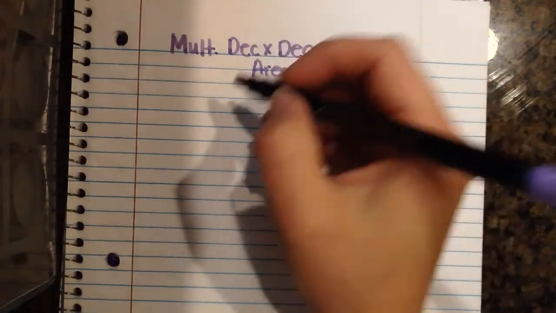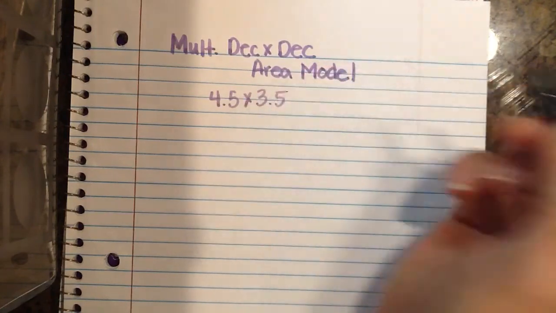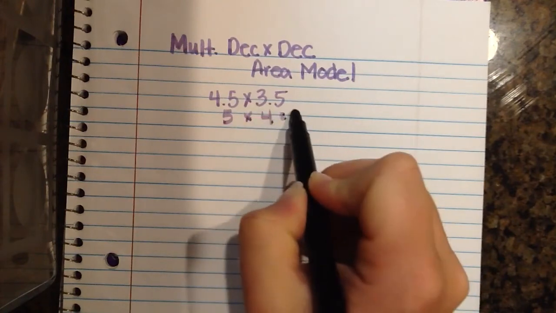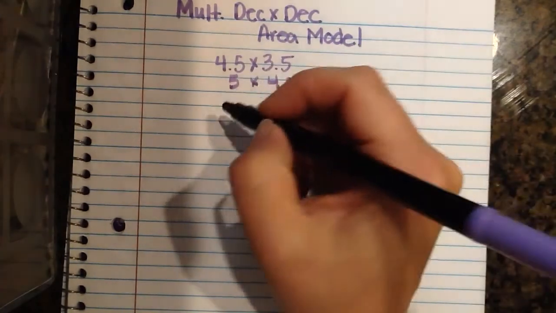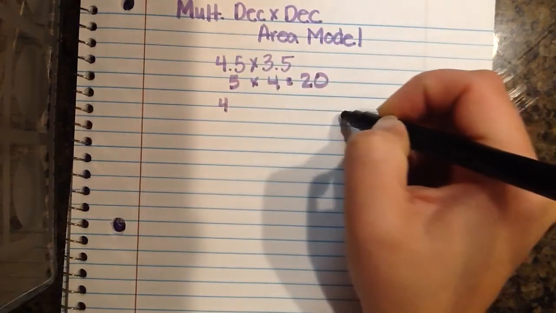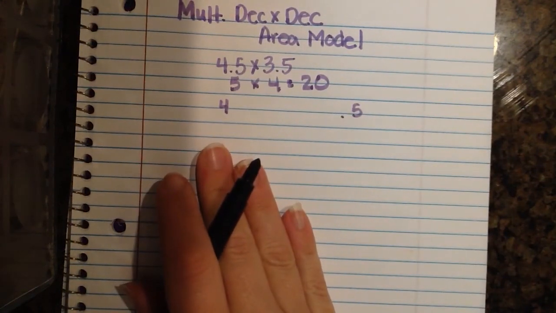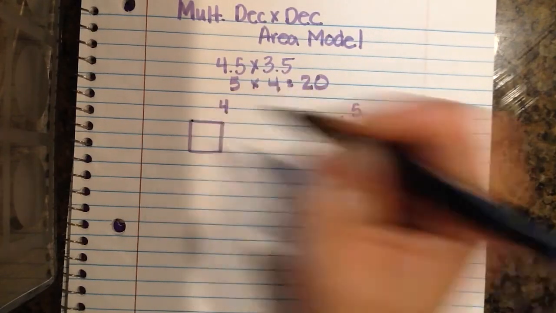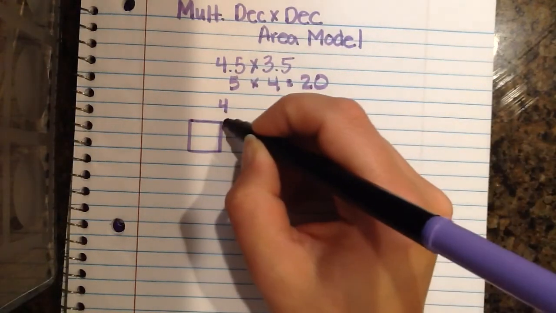So I'm going to write my problem. If I round up in both of them, my answer is going to be somewhere around 20, but I know that 20 is too large. So I'm going to first draw 4 wholes and 5/10 going across. Now to draw this, I'm going to draw slow and kind of neatly. So I'm going to draw 4 wholes. A whole represents a flat or a block.